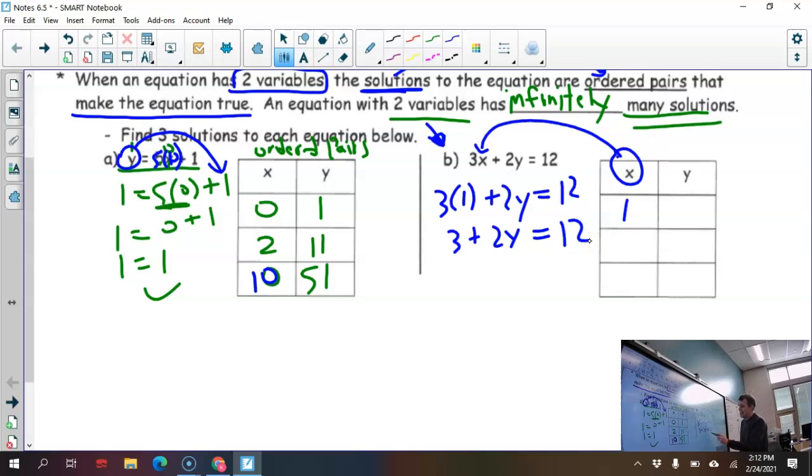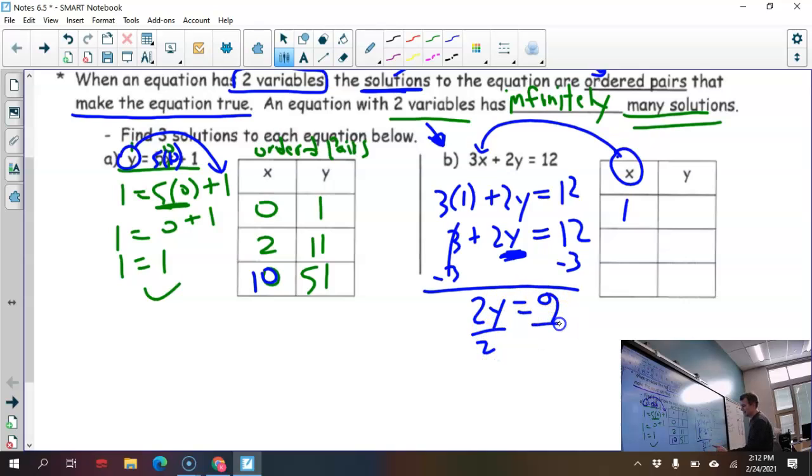And now I can solve for y. I can figure out what y value makes this true when I put 1 in for x. I can subtract 3 from both sides, giving me 2y equals 9. I can divide by 2, and I get y equals 4.5. When x equals 1, y would need to be 4.5. 3 times 1 plus 2 times 4.5 equals 12. It's true. And I could find more of these the same way.